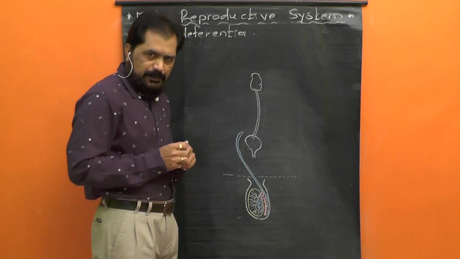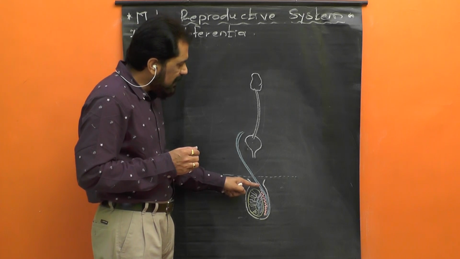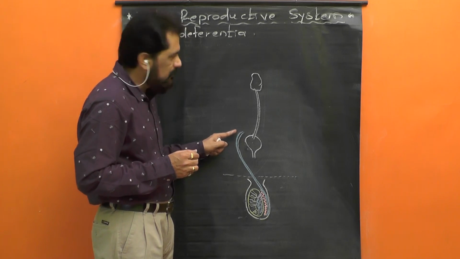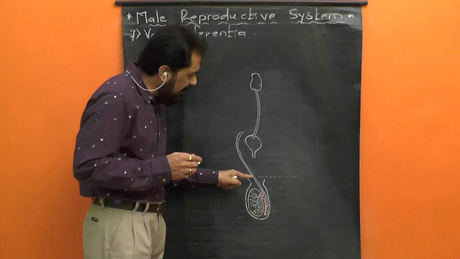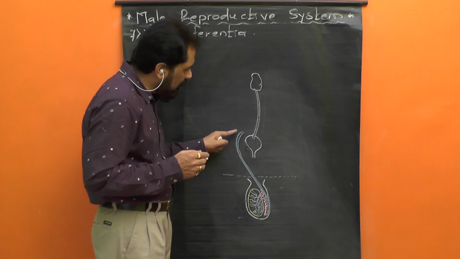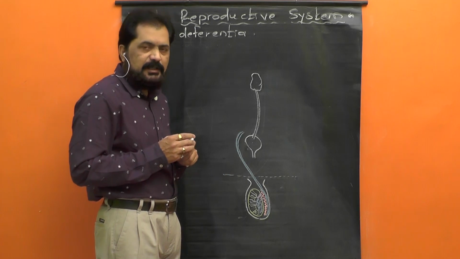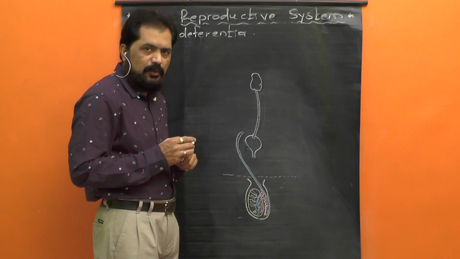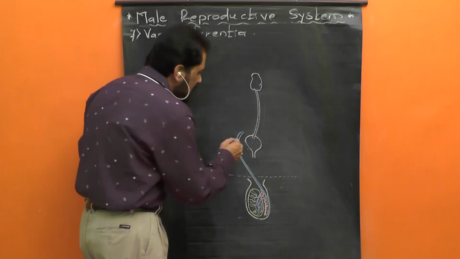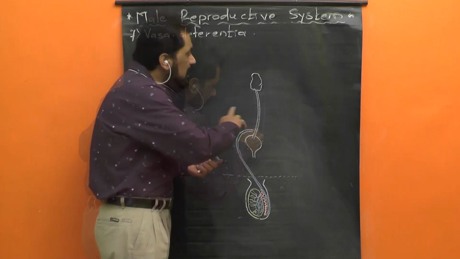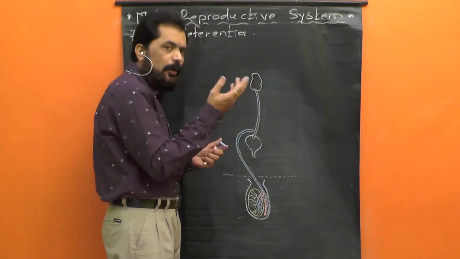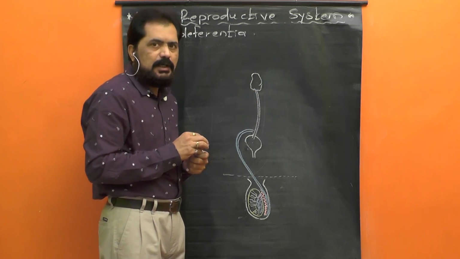Now what happens? The vas deferens singular or Vasa Deferentia plural, after entering into the abdominal cavity, pass over the urinary bladder, curves the ureter of its own side.